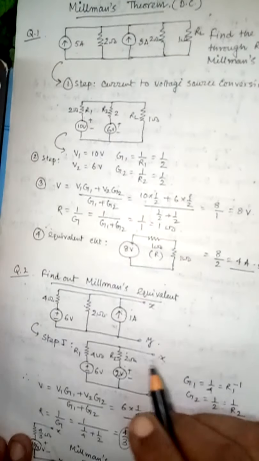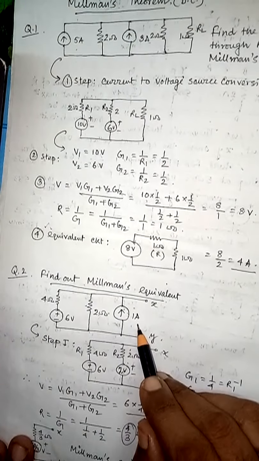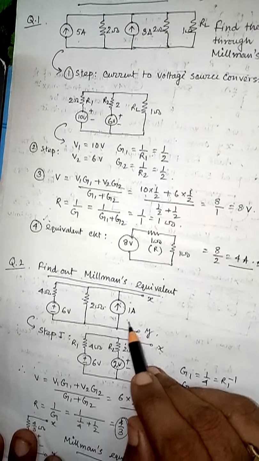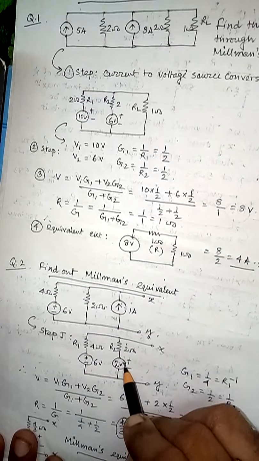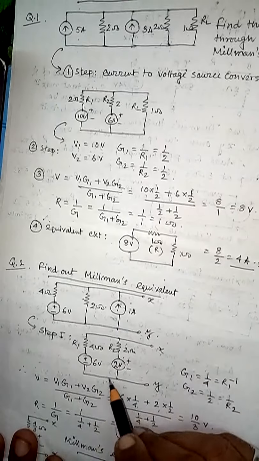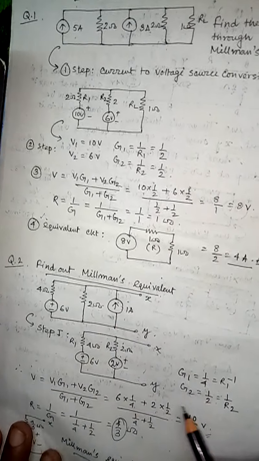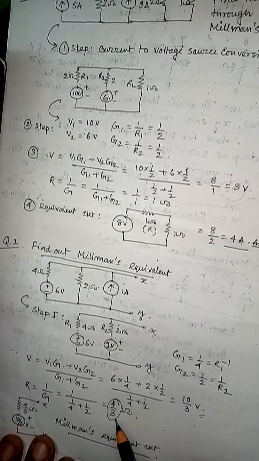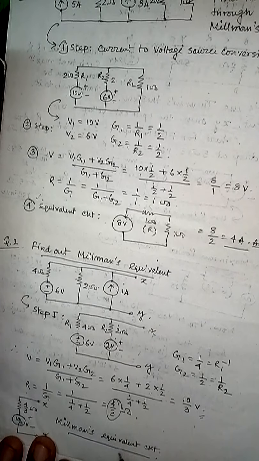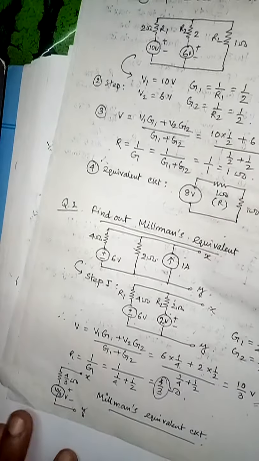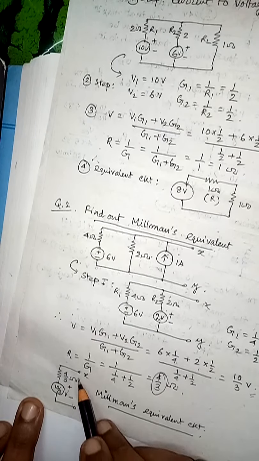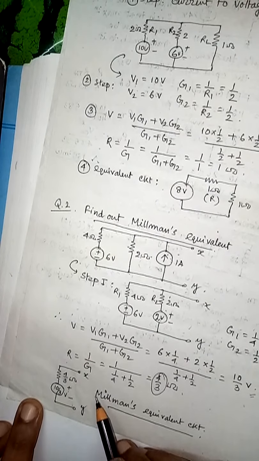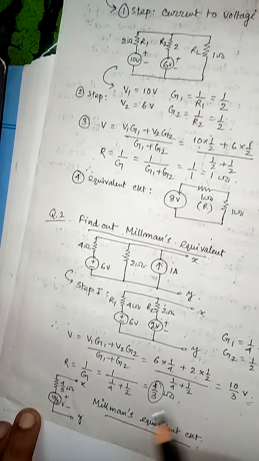In the next example I have shown you how to find the Millman equivalent for this type of circuit. Here I have just converted this current source into an equivalent voltage source, and this is already there. So finally I am getting G1, G2, and this value is in front of you, and that is the Millman equivalent circuit here. That is 10 by 3 volt and 4 by 3 ohms connected. So that's all for Millman's theorem.